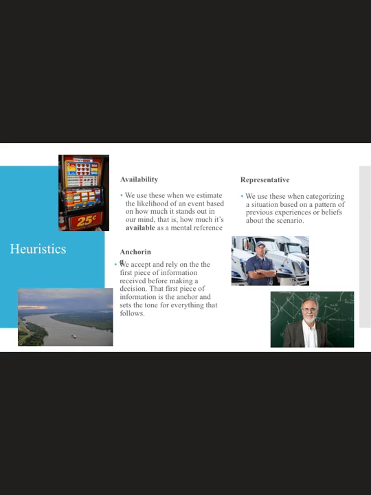So you think that winning at a casino is far more common than it actually is, right? Because that's what we have as an available mental reference. A representative heuristic is when we use these to categorize a situation based on a pattern of previous experiences or beliefs about that scenario, right? Again, that prototype, we're coming in with certain biases, with certain expectations about like who is who and what is what, right?